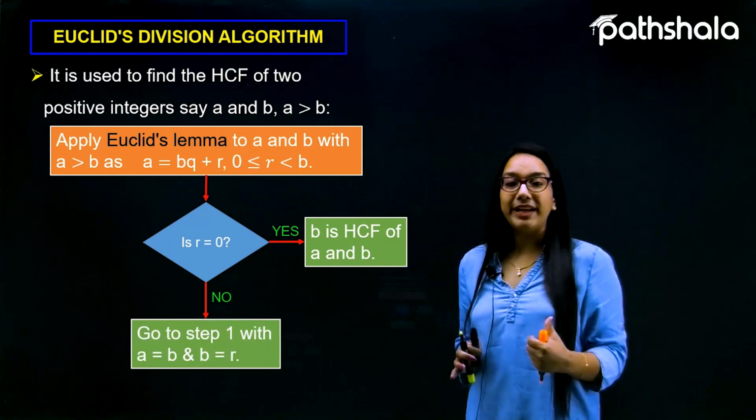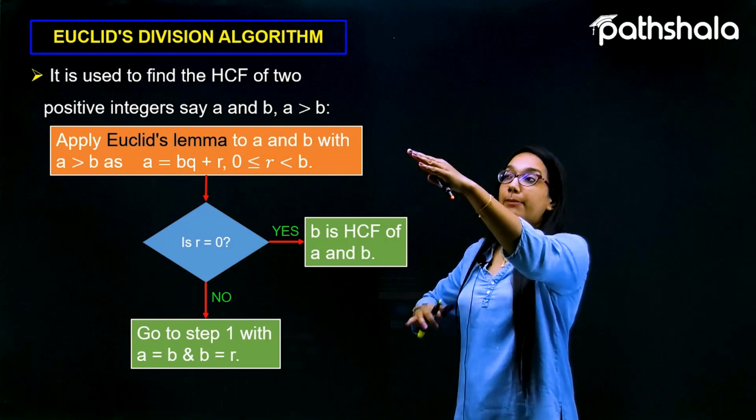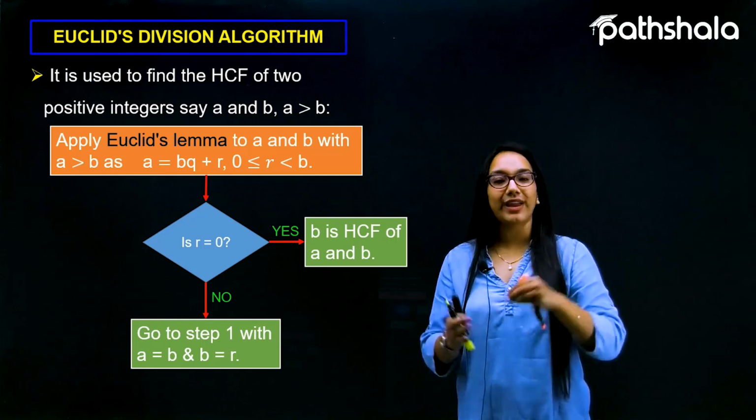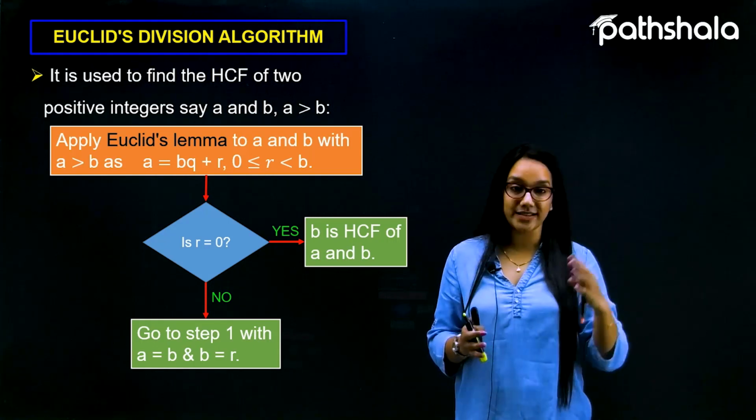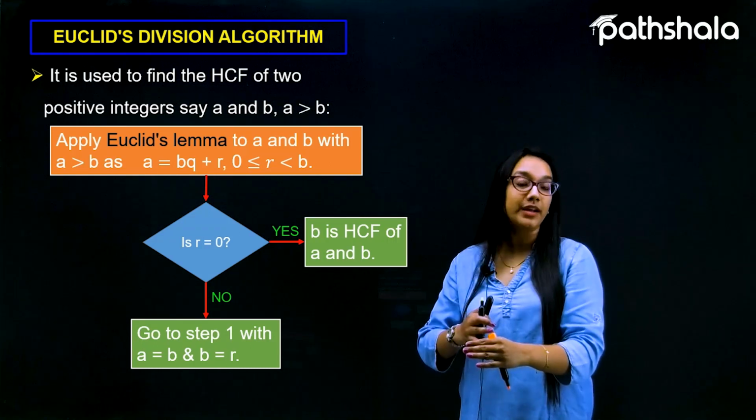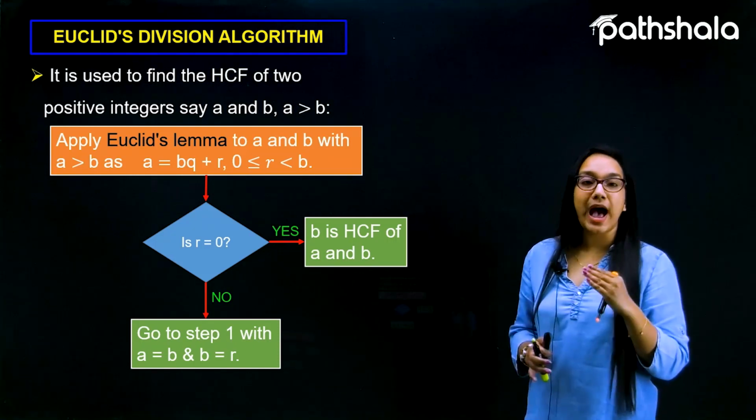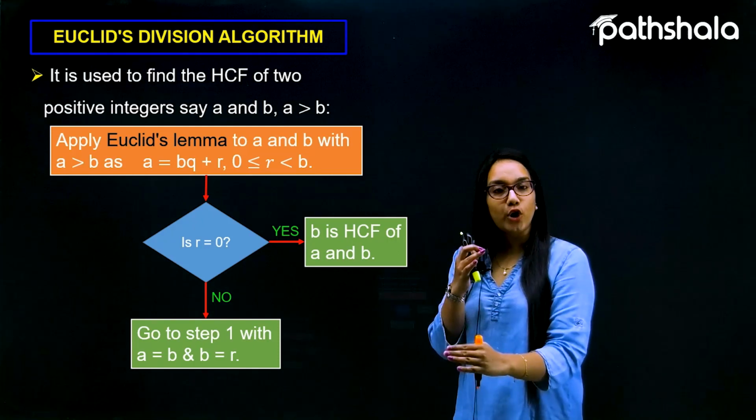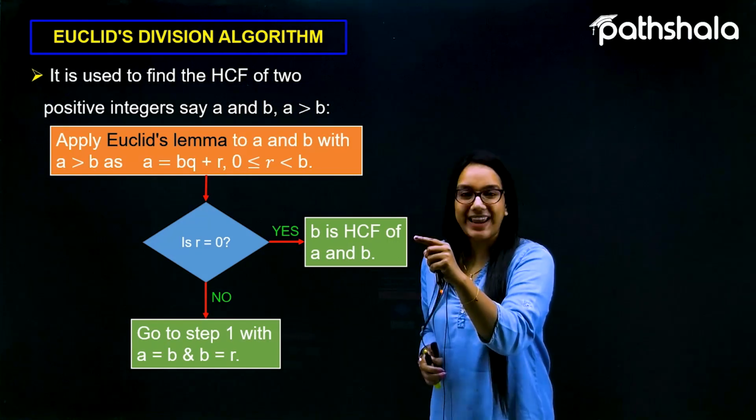Then you have to repeat step 1 again, that is, go to step 1. Step 1 is applying Euclid's division lemma with a greater than b. Now we will take the value of a as b and b as r. So we have to repeat the whole procedure again until we get the remainder equal to 0. This is the Euclid's division algorithm, which involves a series of steps we have to follow in order to find the HCF of two numbers a and b.